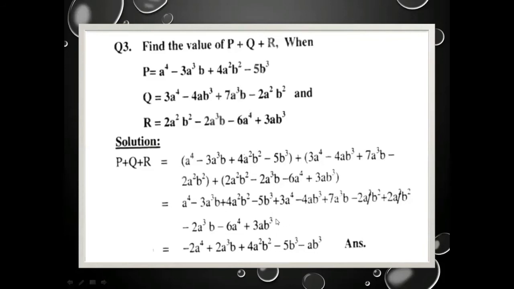And at the end we observe ab cube. So there is minus 4ab cube and plus 3ab cube. So minus 4 plus 3, the answer is 1. No need to write that. The sign of the answer is minus, so put a minus sign here and then write ab cube. So the overall answer is minus 2a4 plus 2a cube b plus 4a square b square minus 5b cube minus ab cube. The answer.